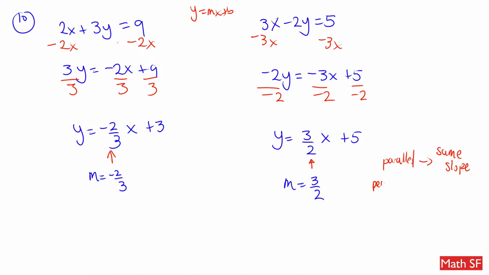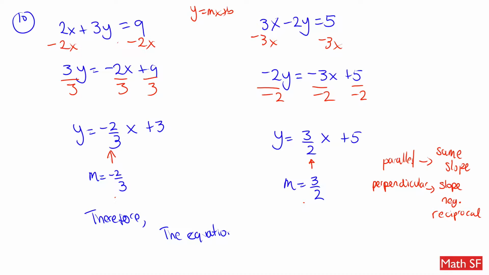Now, are they perpendicular? How do I know if lines are perpendicular? If they are perpendicular, the slope should be the negative reciprocal of the other. So let's see if they are negative reciprocals, which means if one is negative, the other should be positive. Well, this is negative and this is positive. So far, so good. Now it needs to be the reciprocal. Well, 2/3, if I flip it, gives me 3/2. Oh yes, that works. Therefore, the graphs of the equations are perpendicular.